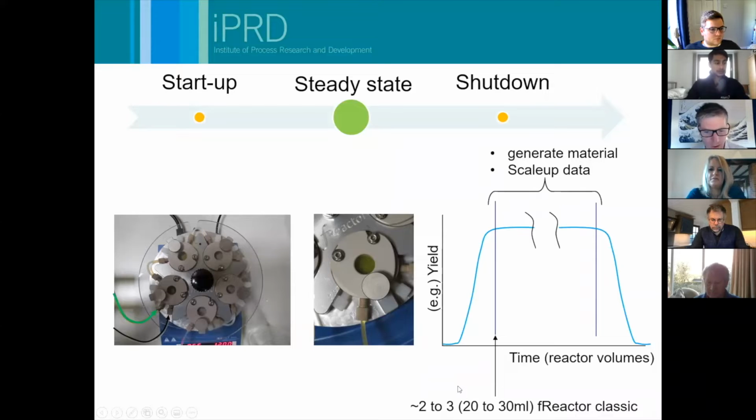And typically, around 2 to 3 volumes of the whole reactor is the amount of material we have to flow through to reach that steady state phase. So roughly, this is about 10 milliliters of volume within this reactor. So typically 20 to 30 milliliters of flow goes through the reactor before we reach that steady state phase.